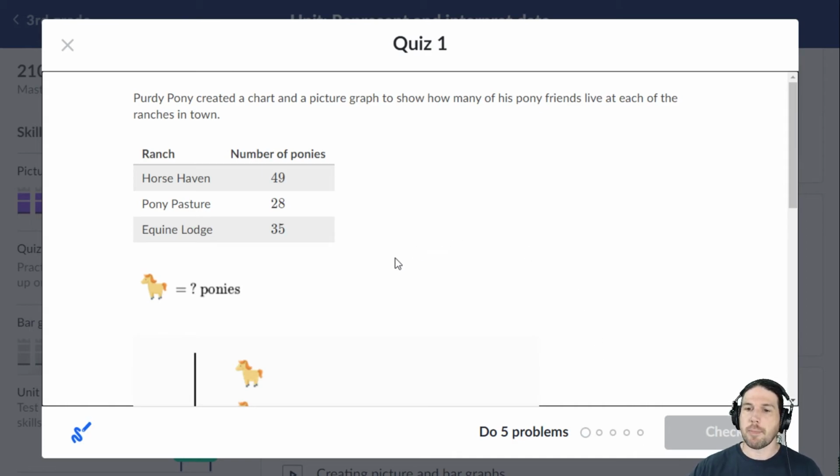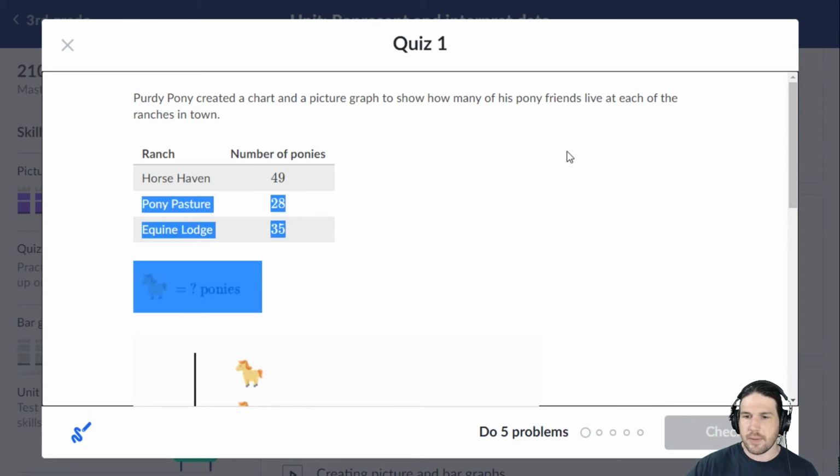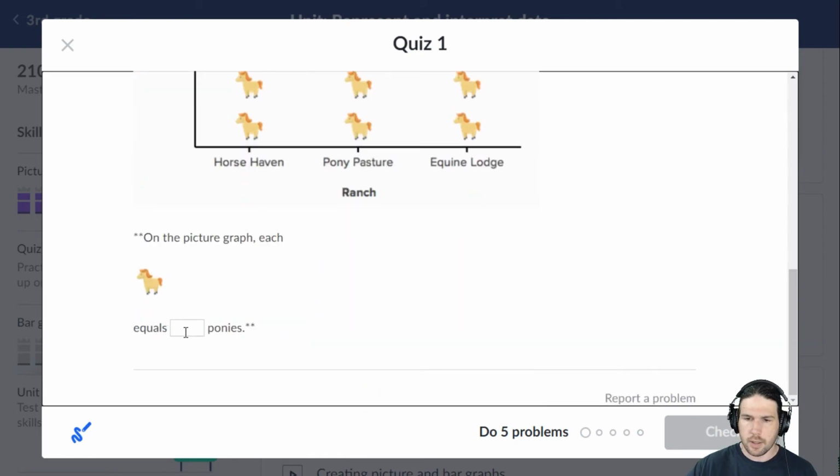Purdy Pony created a chart and a picture graph to show how many of his pony friends live at each of the ranches in town. It's going to be 7. These are all multiples of 7. Moving on.